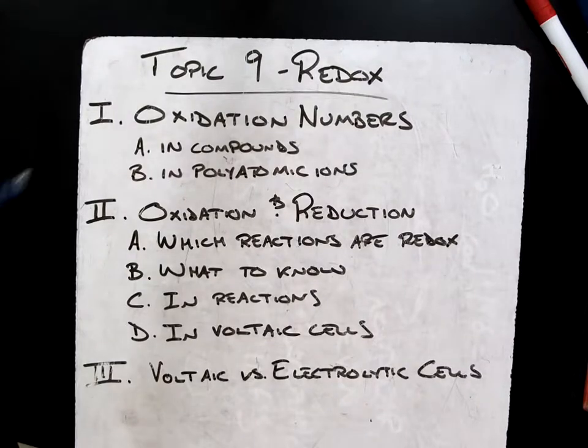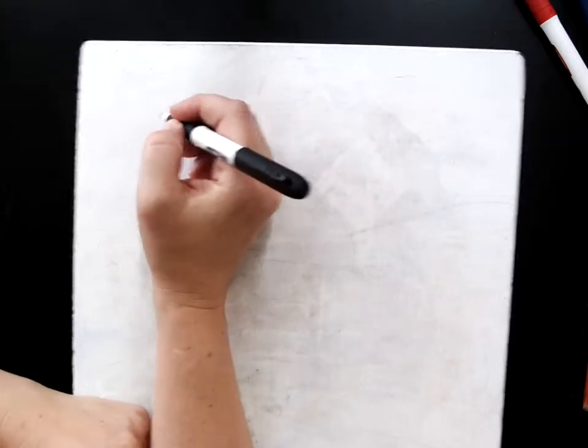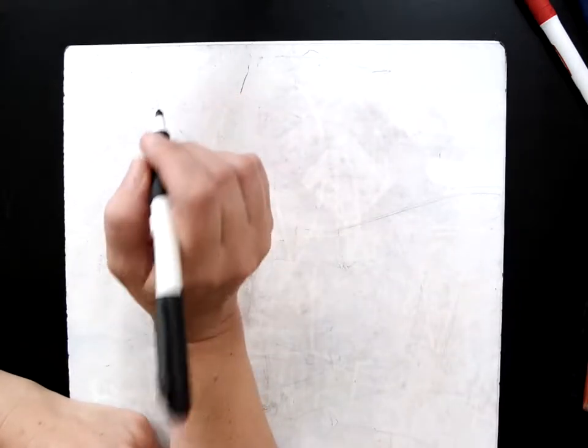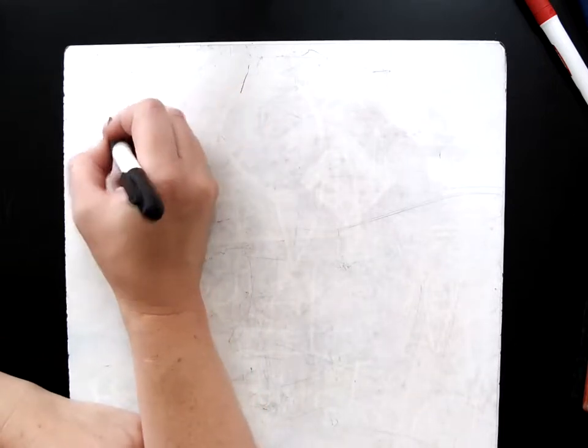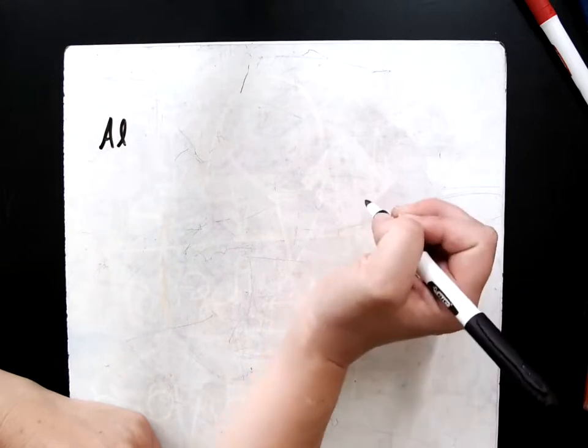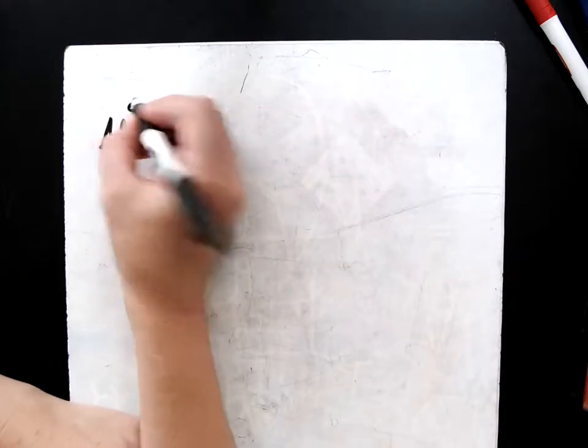Okay, oxidation numbers. Basically, why do we have these numbers? What do we do to keep track of them? The numbers are really just a fancy word for charge. And there's a couple rules. The first rule, the simplest rule, is the most important, which is elements that are alone, pure elemental, have 0 charge. Their oxidation number is 0.